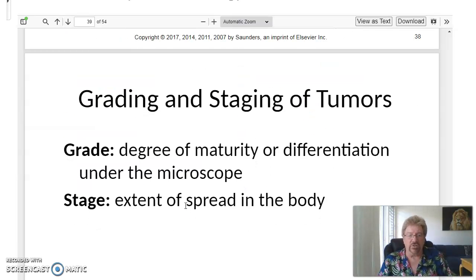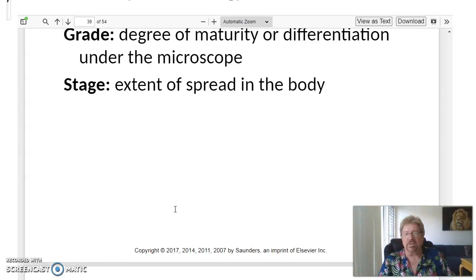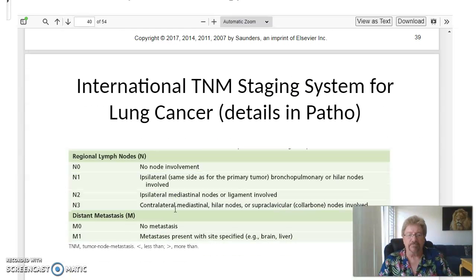Grading and staging of tumors. Grading is the degree of maturity or differentiation under the microscope. Stage is the extent of spread in the body. That's a pretty complex thing, guys, that the oncologists take care of. International staging system for lung cancer.